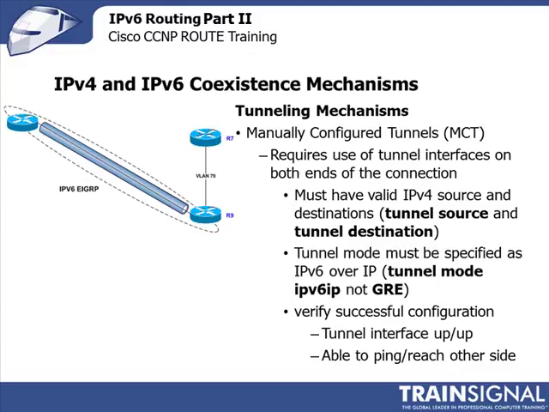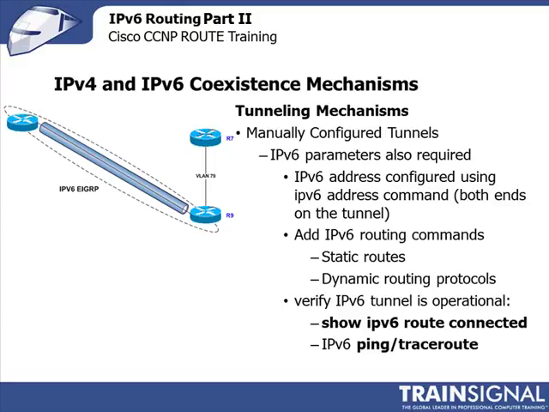Then you want to be able to verify successful configuration. The tunnel interfaces should show up. If it's not reachable, it'll show up-down perhaps, and you should be able to ping and reach the other side of the manually configured tunnel. You also have to put on your IP version 6 parameters. You obviously have to have IPv6 addresses on both ends of the link. You have to then put your routing commands on, either static routes or dynamic routing protocols. And then you verify that it's operational with show ipv6 route connected or the IPv6 ping or traceroute.